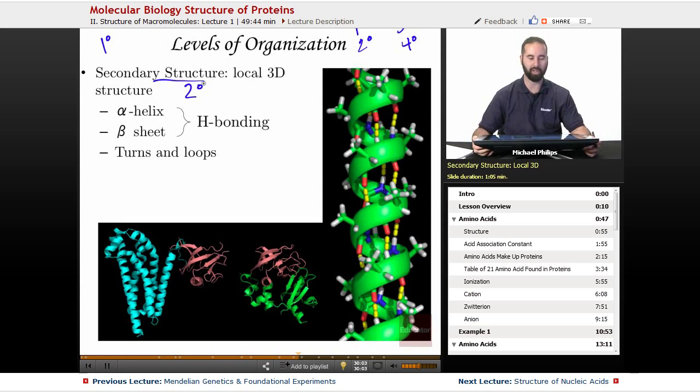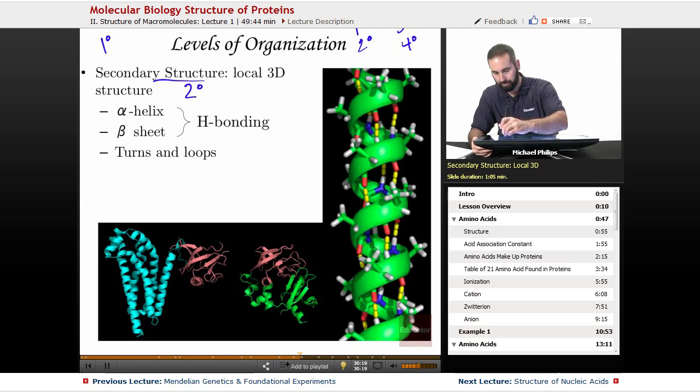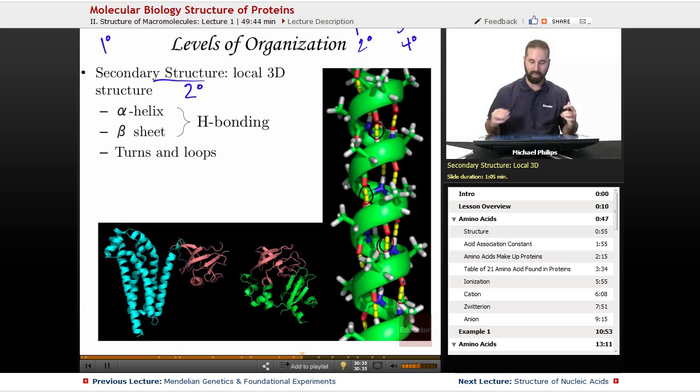So our secondary structure is just our local 3D structure, and it includes things such as our alpha helix or our beta pleated sheets and even our turns and loops. Now, our alpha helices and beta pleated sheets are held together specifically by hydrogen bonding. So if we look here, it's hard to see on here, but these yellow portions are hydrogen bonds. These are all hydrogen bonds that are keeping this helix together.